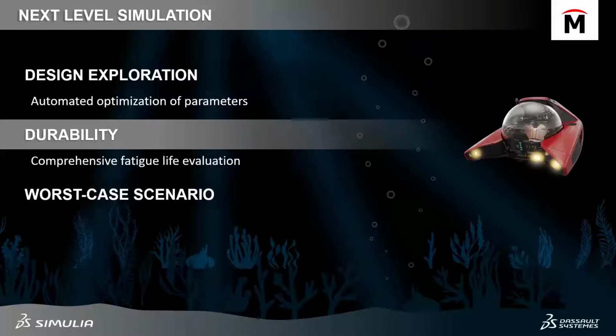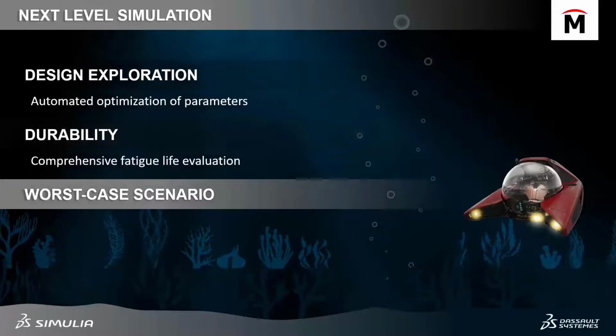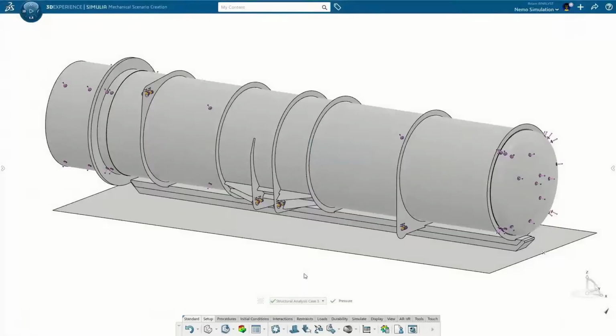We saw how Adam set up that comprehensive fatigue life evaluation, or that fatigue study. One of the last tasks that Adam needs to do is to identify when and where the ultimate failure may occur, especially if the Nemo gets too deep. We still want to make sure that this is going to be safe, so we need to know what is going to be failing and where.